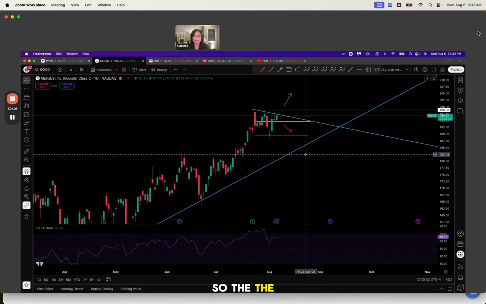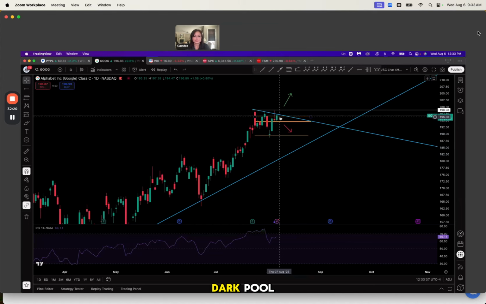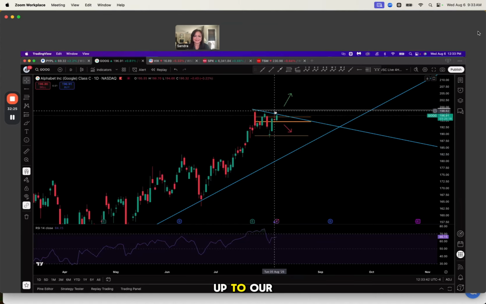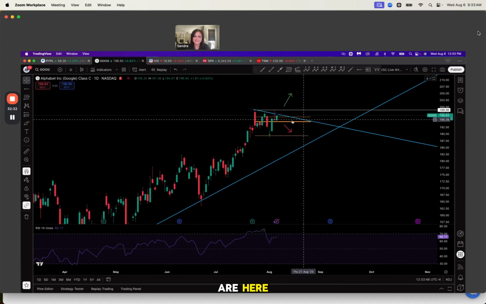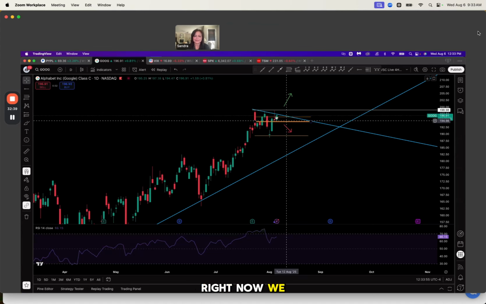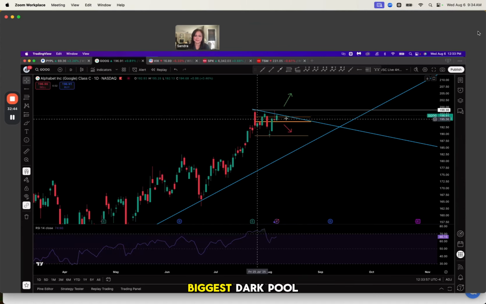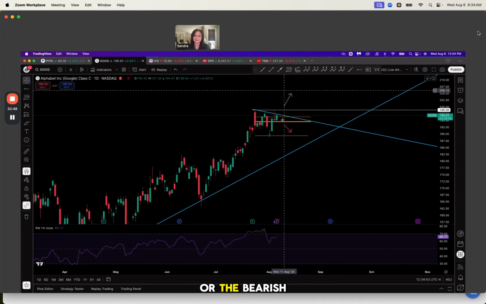Okay, so the bull trade here would be, I wouldn't be buying just above dark pool. In this case, I would be padding it all the way up to our previous high, because this is still resistance. And even though the dark pool levels are here, we are still seeing a bit of what could be a distribution. So even though right now we are above this level, in reality we are ranging in between the biggest dark pool. So now I'm waiting here for either the bullish breakout or the bearish breakdown.